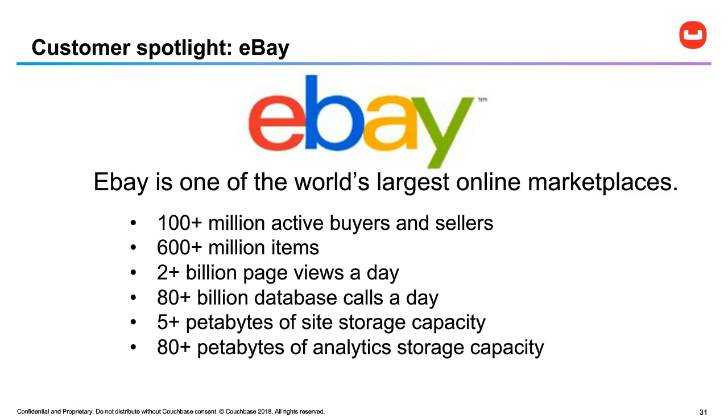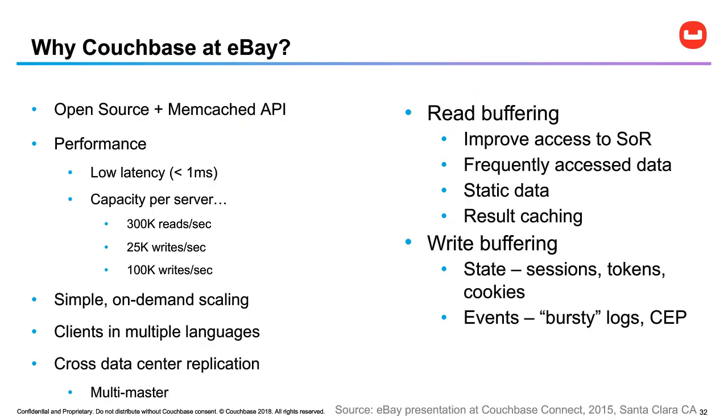eBay, I'm sure you all know and love out there, one of the world's, or the world's largest online marketplaces. They've been using Couchbase for many years, initially again as a Memcached replacement, focusing simply on performance, but then being able to add cross data center replication, to be able to add centralized aggregation of data, and also to buffer their writes to their backend systems to provide a more seamless experience for session and cookie and logging events.